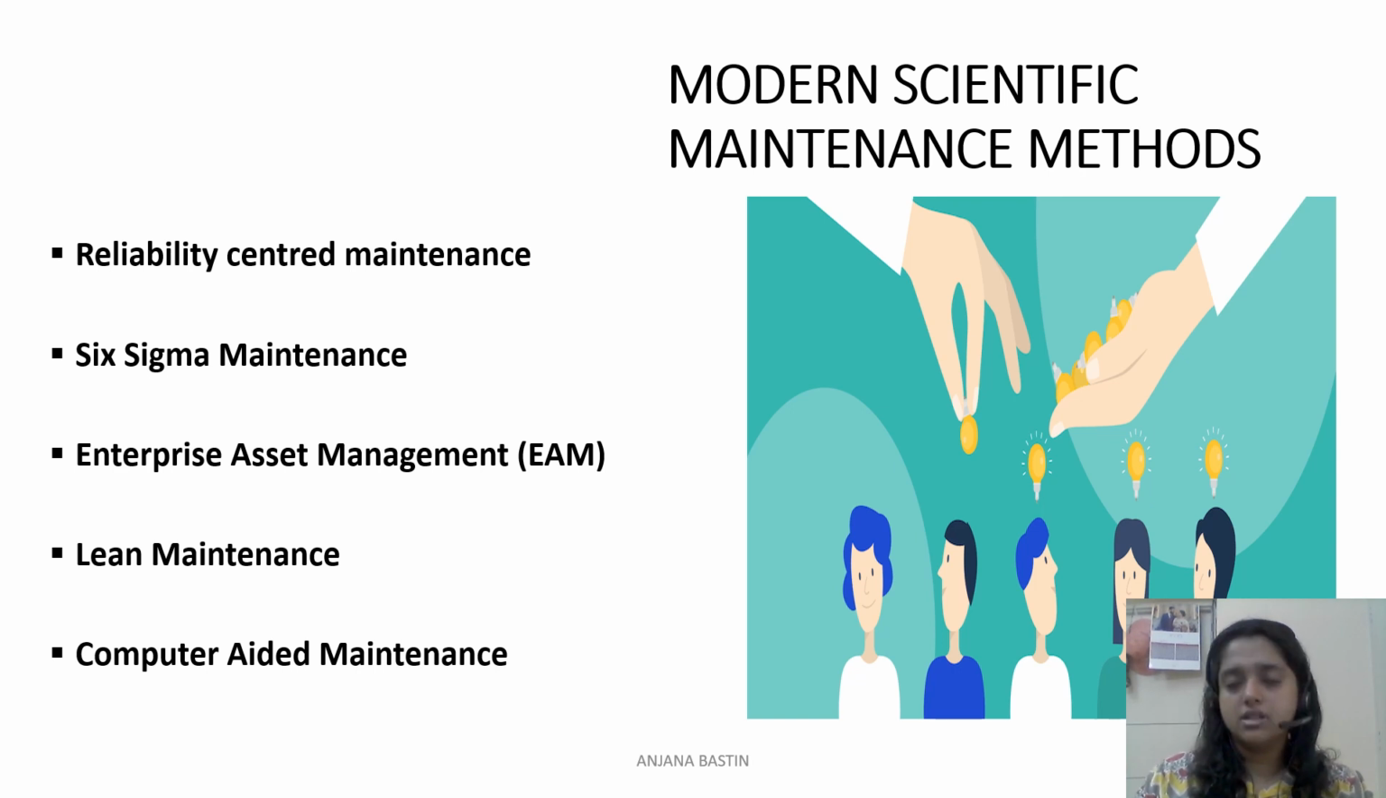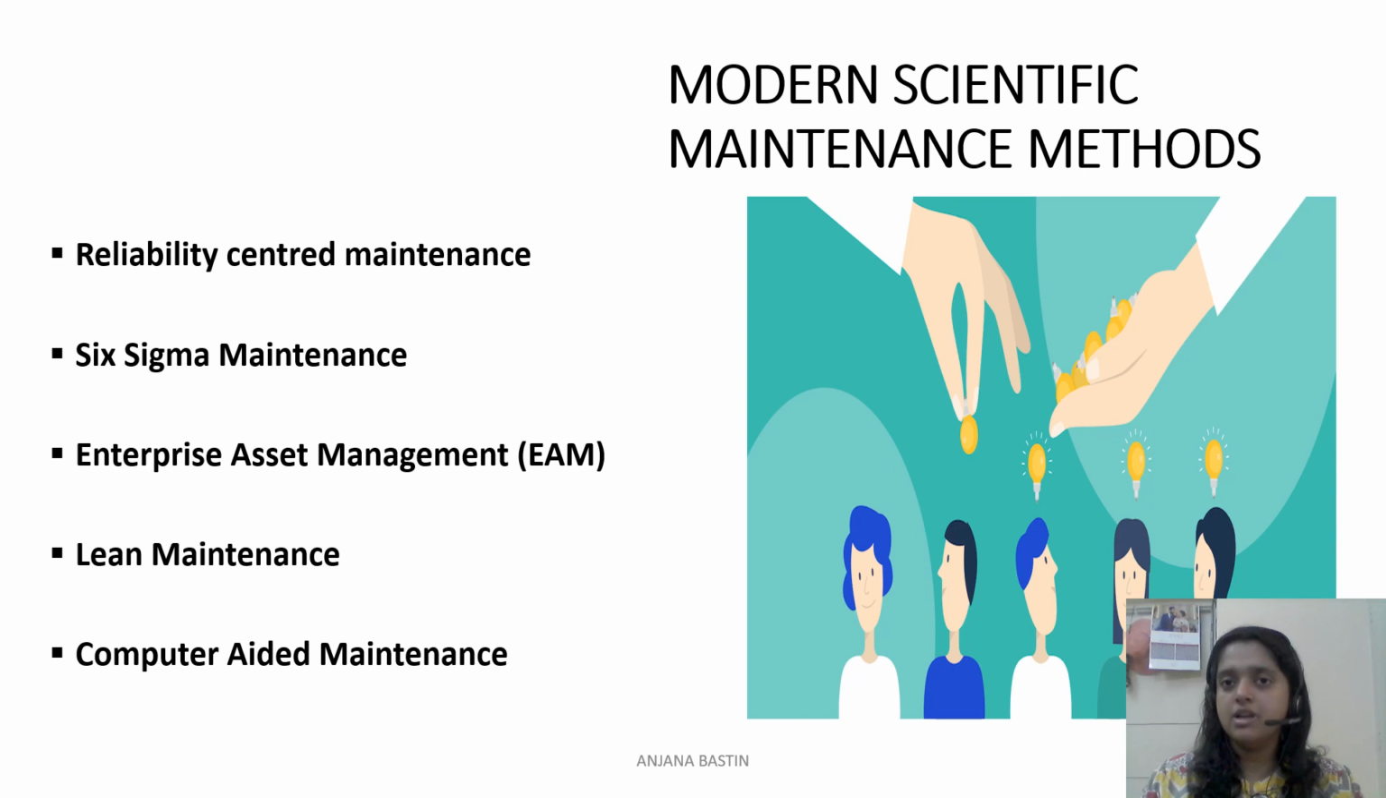Then computer aided maintenance. When you're dealing with a bulk of data regarding people, plant or equipment, you can always use a computer system to help you with the maintenance work. When you're dealing with a bulk of data which has to be processed or analyzed quickly, we can use computer systems for the same thing. So when you decide to use computer systems for your maintenance, we call it computer aided maintenance.